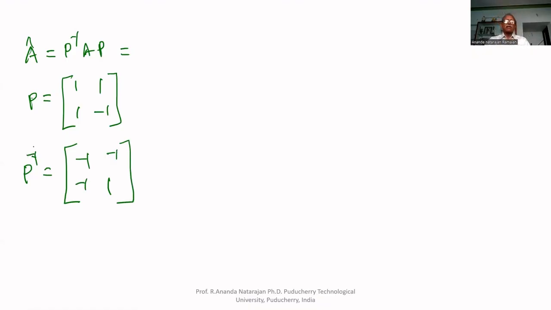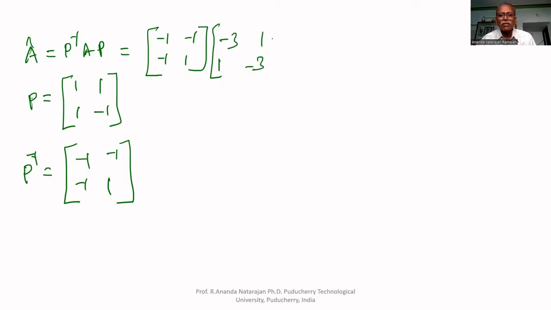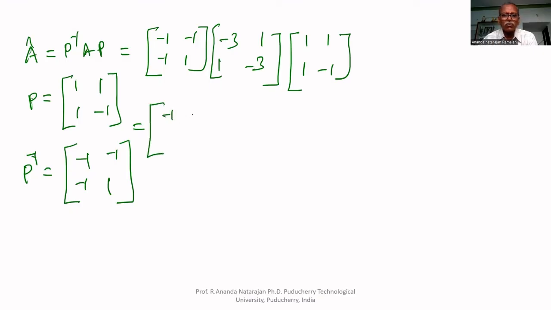Otherwise, you have to find the adjoint matrix and determinant of matrix P. So you got P inverse. Therefore, we can find P inverse AP. P inverse is 1, minus 1, minus 1, 1. A is minus 3, 1, 1, minus 3. And P matrix is 1, 1, 1, minus 1. If you multiply these together, what will you get?